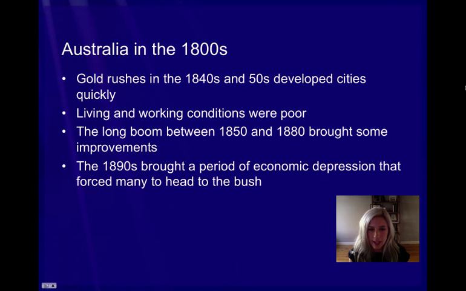So of course Australia in the 1800s is very different to what it is like today. Gold rushes in the 1840s and 50s developed cities very quickly, and Melbourne, because it was close to Ballarat, which was the site of a very large gold rush, became Australia's largest city very quickly, and it also became the second largest city in the British Empire after London.